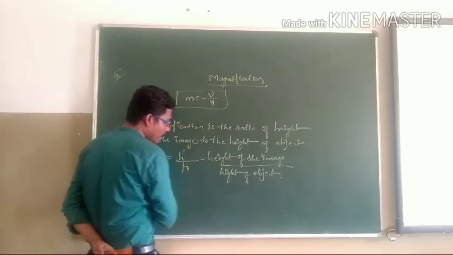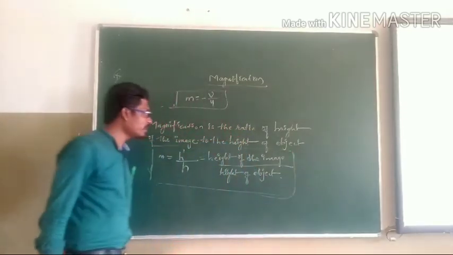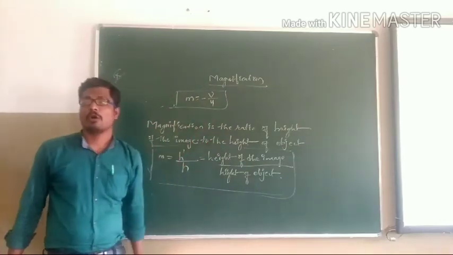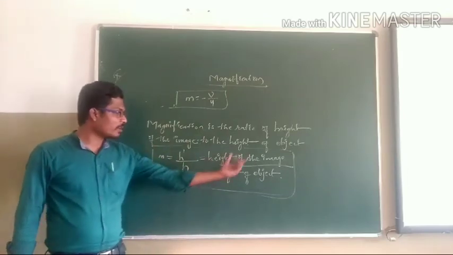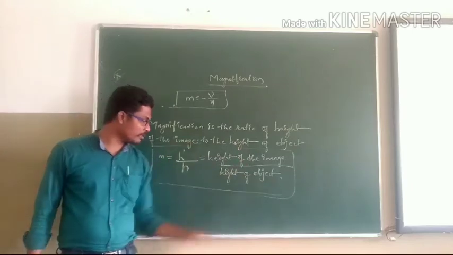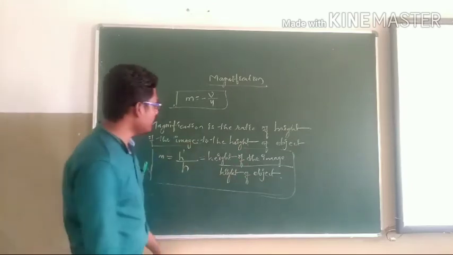हमने यहाँ पे क्या किया है? Magnification का definition क्या रहेगा? Magnification is the ratio of height of the image to the height of the object, and it is always denoted by m. So it is the height of the image divided by the height of the object. Height of the image is h dash and height of the object is h. Very simple.